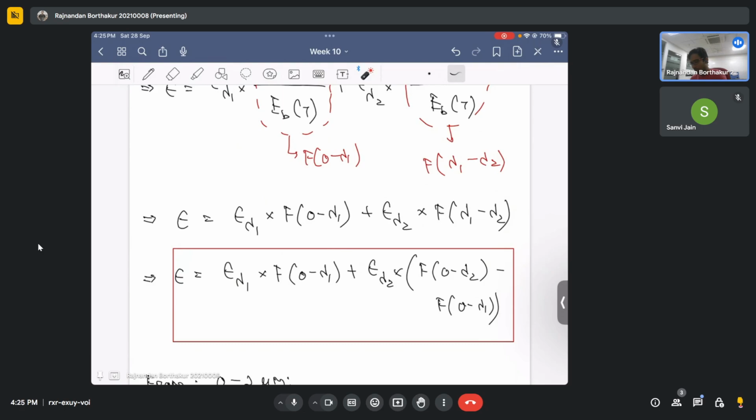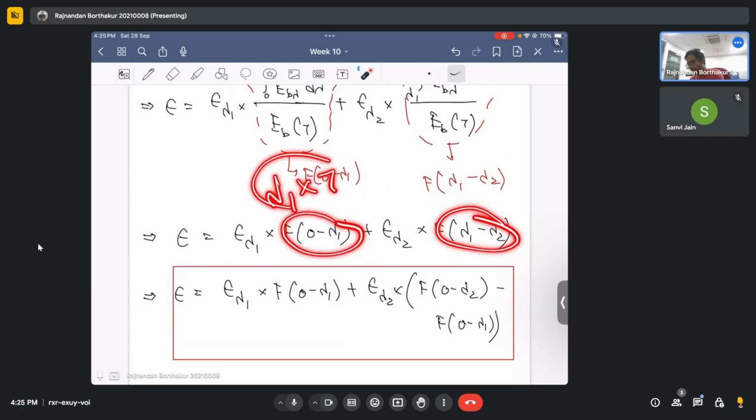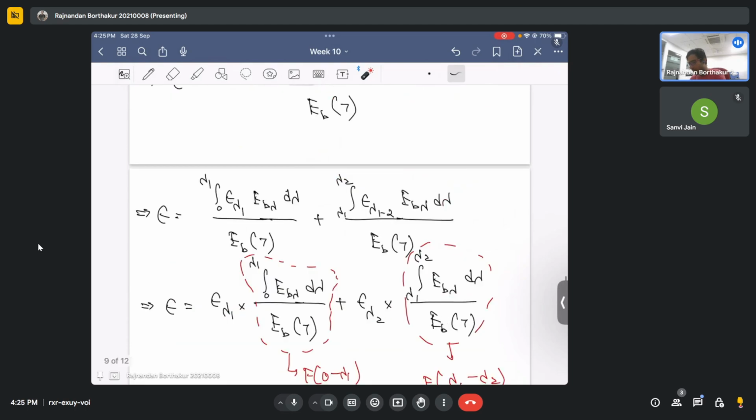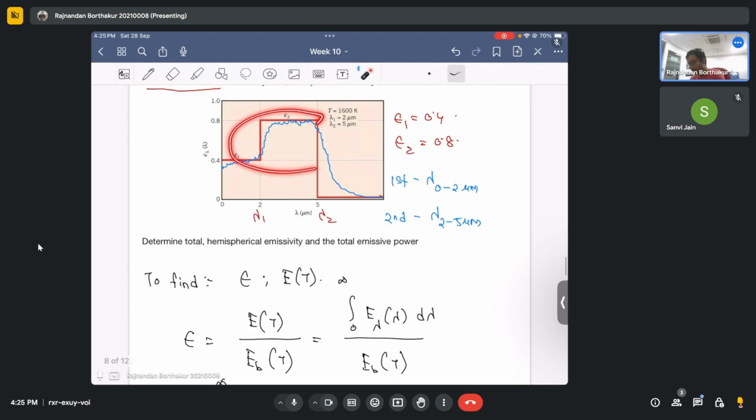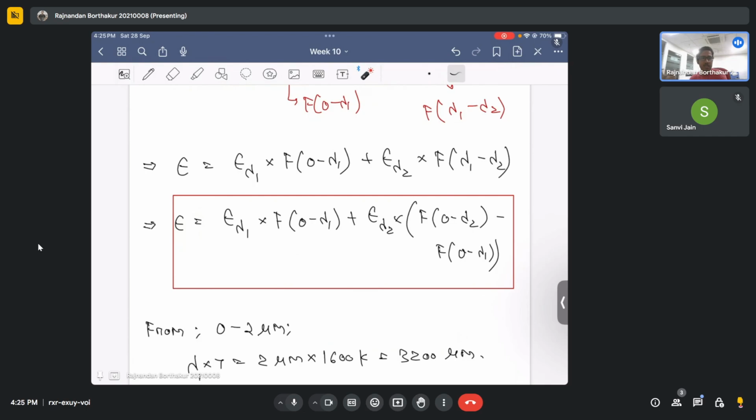So once this is done, everything is known, because these functions can easily be evaluated once we know the product of, let's say, lambda times T. For instance, if we want to evaluate this, we just need to know what is lambda times temperature. Once this is known, these functions are readily available in the table that we just saw. Then we know these emissivities from this data itself, and then we just evaluate what will be the total hemispherical emissivity.